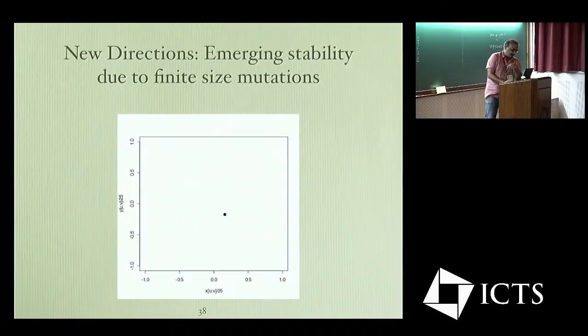Something interesting is happening for people interested in dynamical systems: you see the motion on a Lorenz attractor. And as I increase the size of mutations, remember I told you that adaptive dynamics works in the limit of infinitesimal mutations. That's how I get differential equations. But in my agent-based model, as I increase the size of mutation, even on a chaotic attractor, this guy just goes to a fixed point. So there's some emerging stability the moment I relax the assumptions of adaptive dynamics.